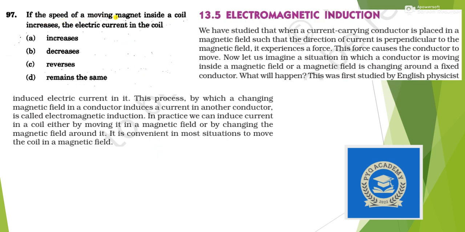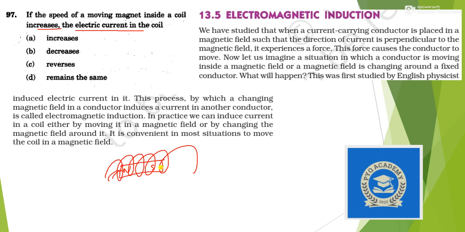If the speed of a moving magnet inside a coil increases, the electric current in the coil. So this is a question taken from the concept of electromagnetic induction, which is given in chapter 13 of class 10 NCERT. Let's take a coil, and if you put a magnet inside it and move this magnet, it will produce magnetic field, and change in magnetic field will produce electric current.